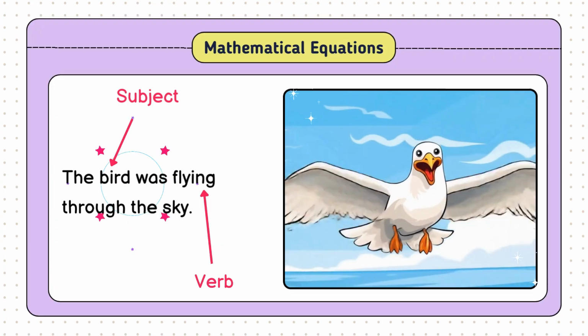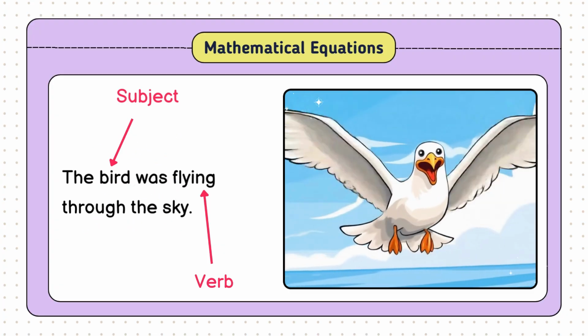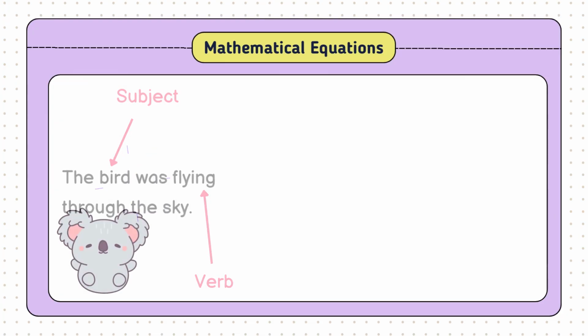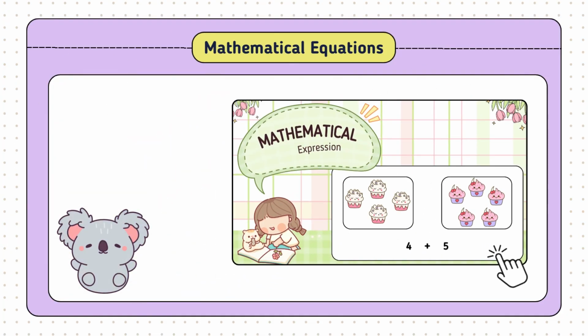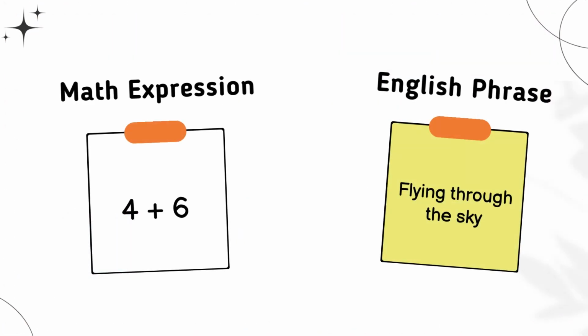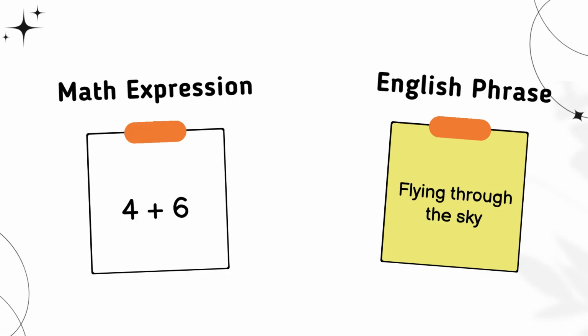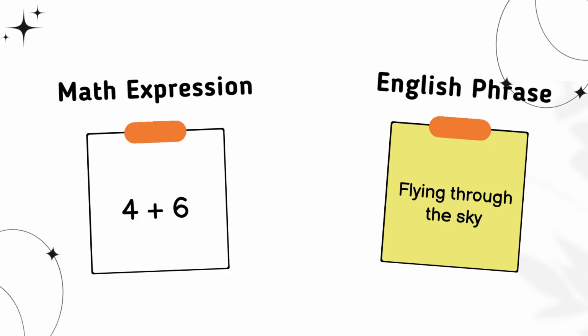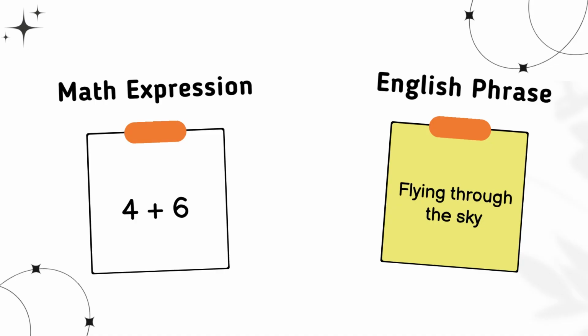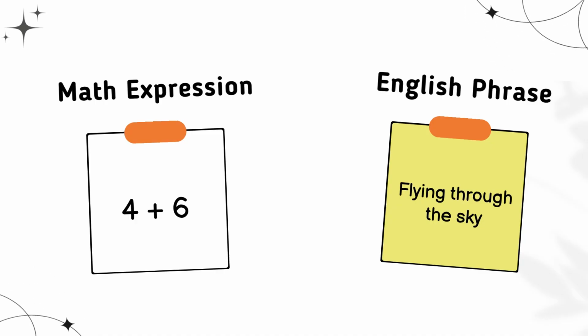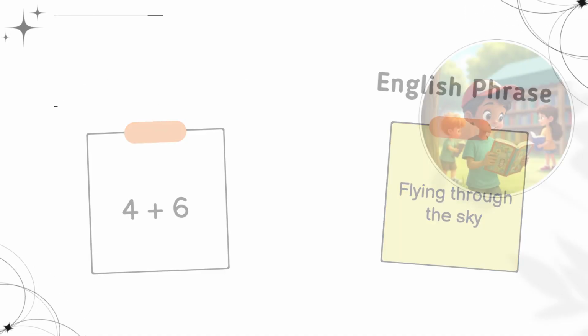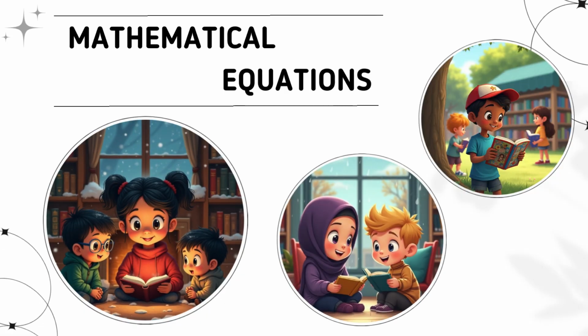In math, we have a similar structure. We use expressions and equations. In our last video, we learned how to write math expressions using numbers and operations like addition. If you haven't watched it yet, feel free to check it out before we proceed. A math expression is like an English phrase. It shows part of an idea, but not a full statement. For example, 4 plus 6. In this video, we'll go one step further. We'll learn how to write equations, which are like complete sentences in math.